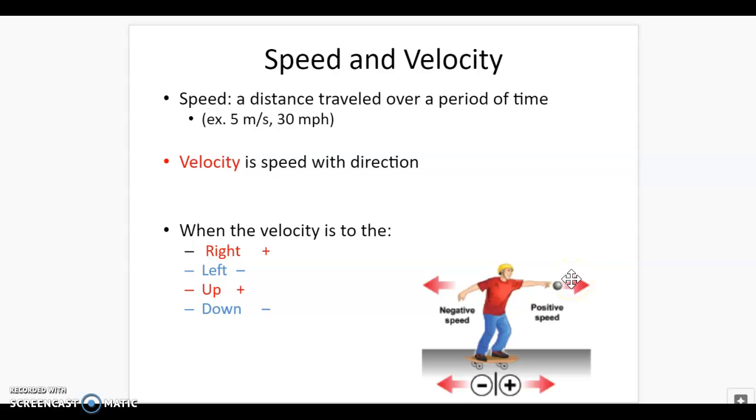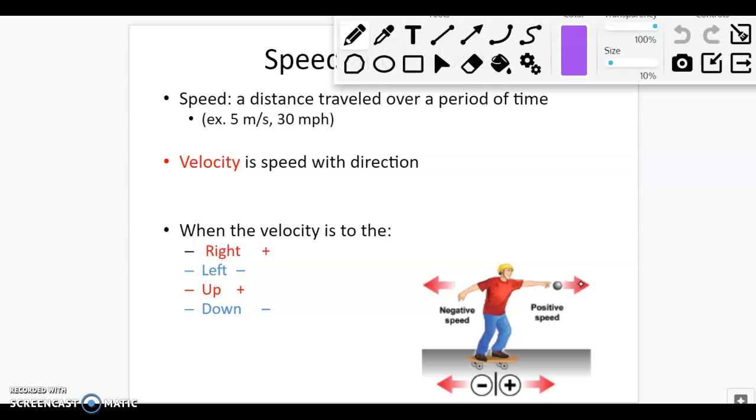So if someone throws a ball with a speed of 30 meters per second, which is really fast, and it's to the right, it's a positive 30 meters per second. But if this person is then moving backwards because they threw it, and they're moving at 5 meters per second, because they're going to the left, we would say that their speed is negative 5 meters per second. And that's the gist of it.